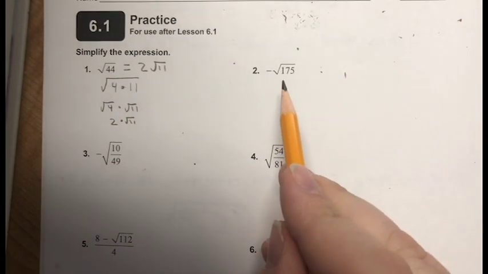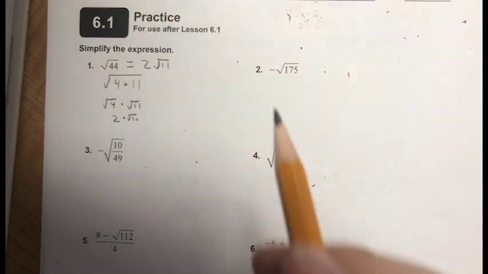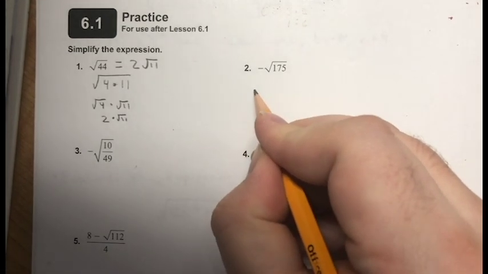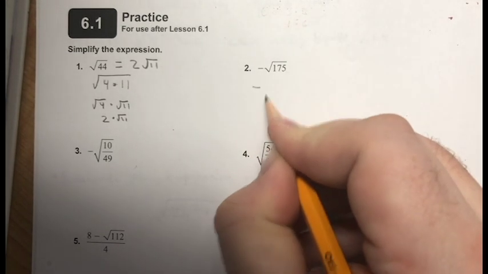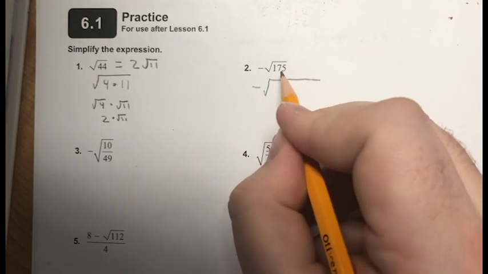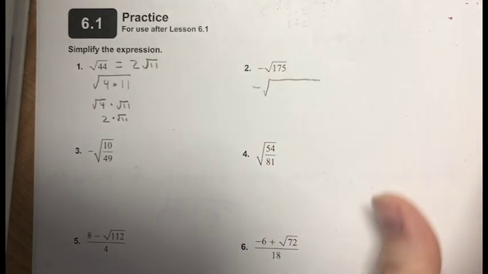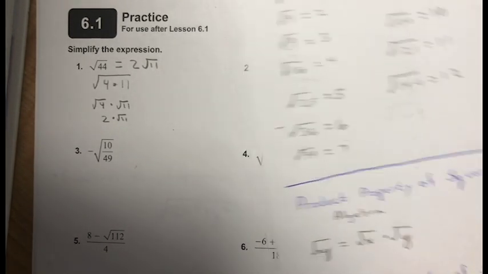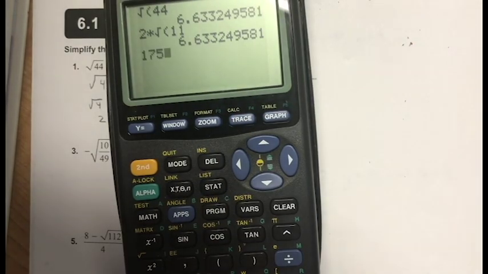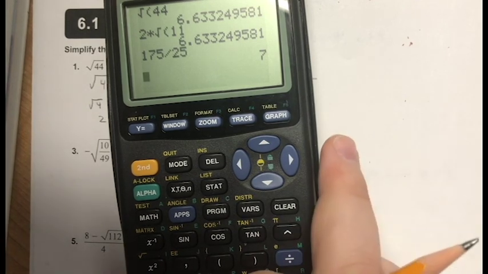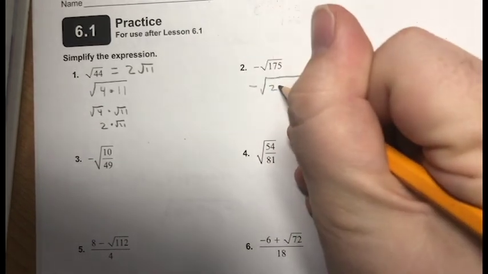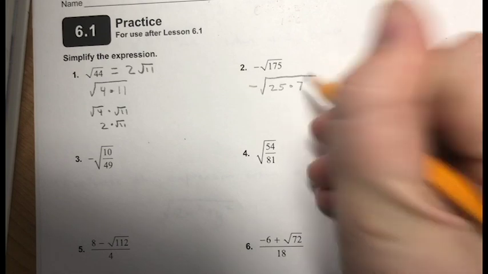All right, so now we're going to look at this one. First off, notice that there's a negative on the outside. So when I go to break this apart, when I go to factor it out, I've got to keep that negative there, and I'll keep my radical sign. Now I need to find a perfect square that can go into 175. Well, I can look at my list, and the one that I want to try right now happens to be 25. So I'm going to test that out. I'm going to say 175 divided by 25, and it does divide evenly. So I can say that this, when factored, is the square root of 25 times 7.